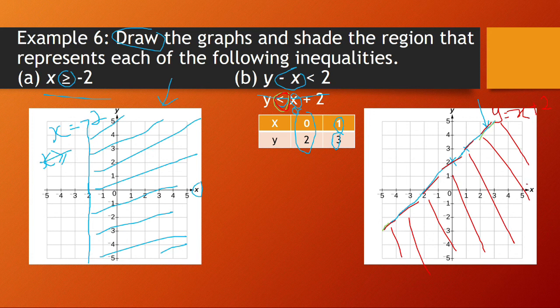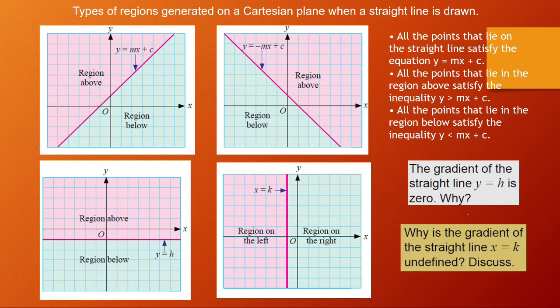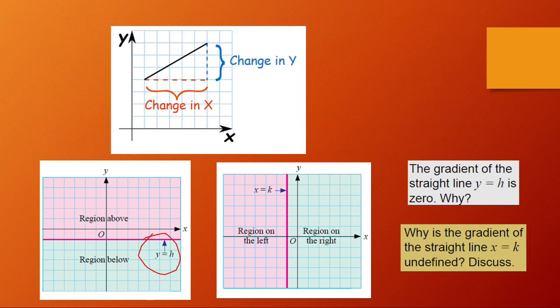Okay, so we are reaching the end of the lesson. Remember just now I prompted you with 2 questions. This is the one: the gradient of the straight line y equal to h is 0. Why is it 0? How to find the gradient? Do you still remember? We find the gradient by using the change in the value of y, the vertical line here, divided by the change in x.